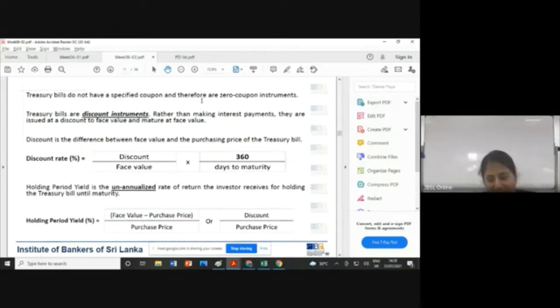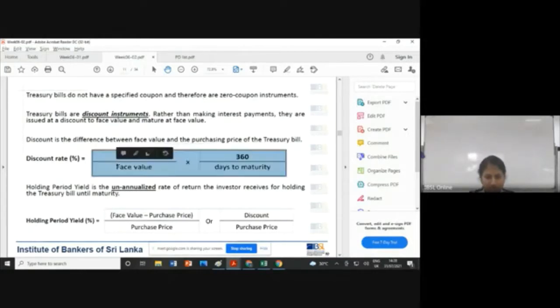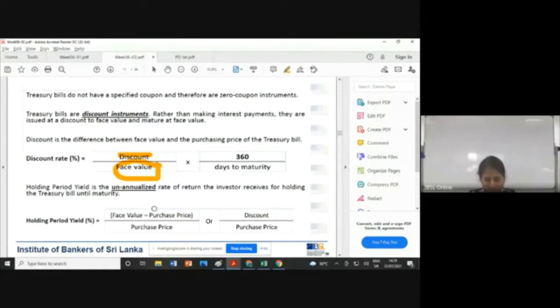So how do you calculate this discount in rupee terms? The difference between face value and the purchasing price of the treasury bill. That's going to be the discount. How do you calculate discount as a percentage? Obviously, discount amount divided by face value. Why do you take face value? It is based on the face value that you are giving that deduction. This is 100, let me give you 10 rupees off. So it's on your face value that your discount is going to be.